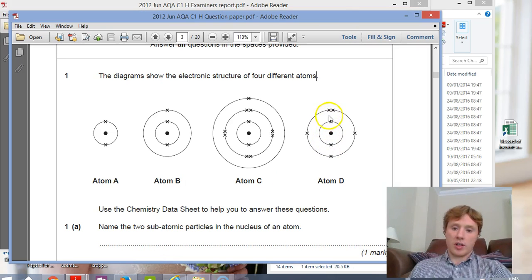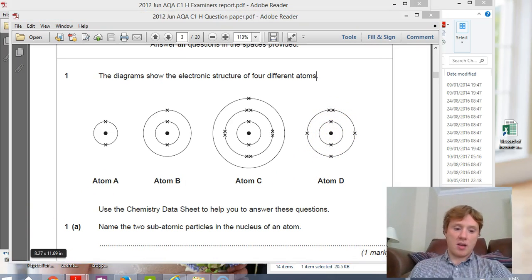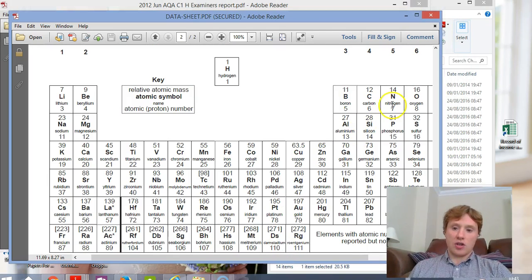And then 1, 2, 3, 4, 5, 6, 7. So 7 is nitrogen. So yes, lithium and nitrogen are in the same period. The period is the horizontal row. The elements in the same period don't have similar properties. It's elements in the same groups that have similar properties.